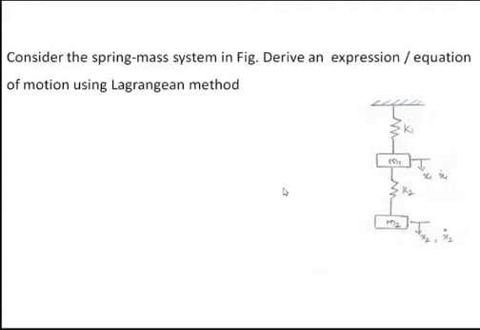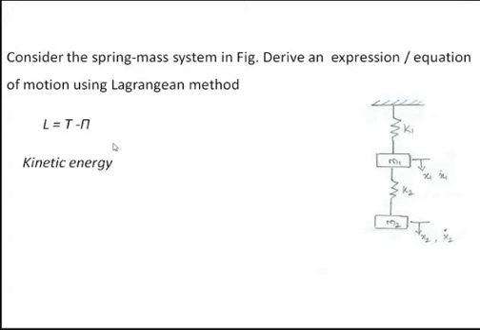If you observe, the spring stiffnesses are k1 and k2. They are connected to masses m1 and m2. Here x1 will be the displacement of mass 1, x2 will be the displacement of mass 2. So you know the Lagrangian is defined by T minus phi.